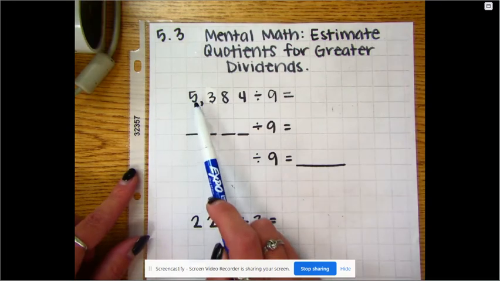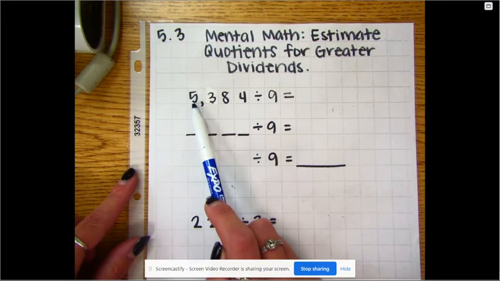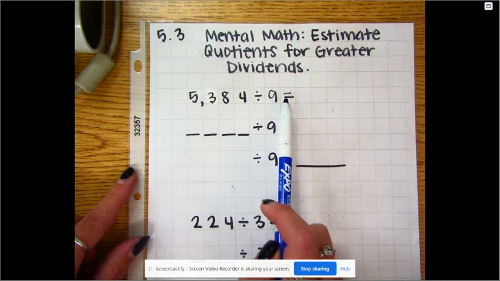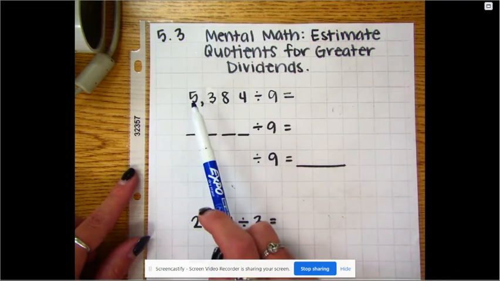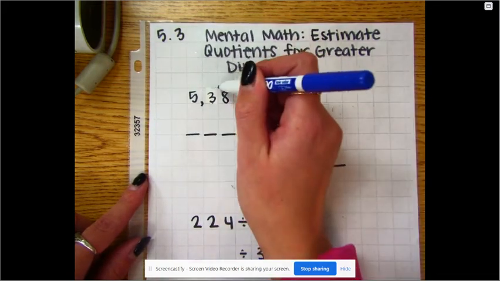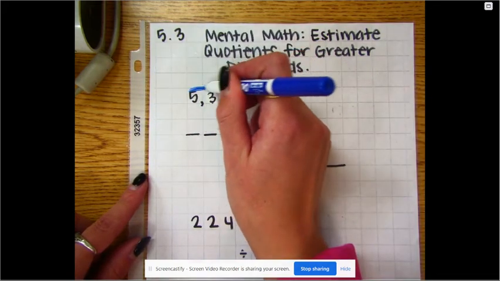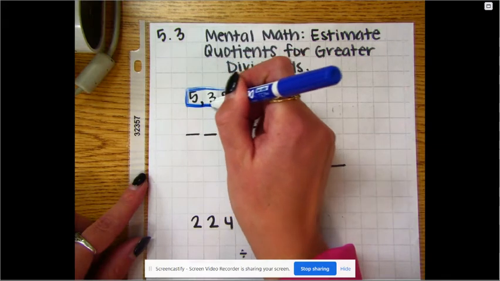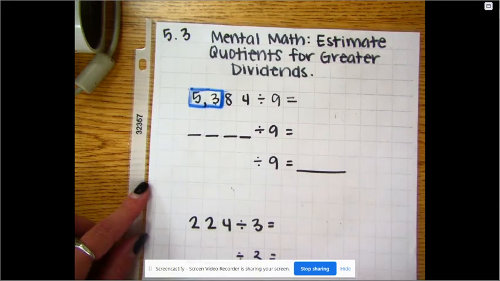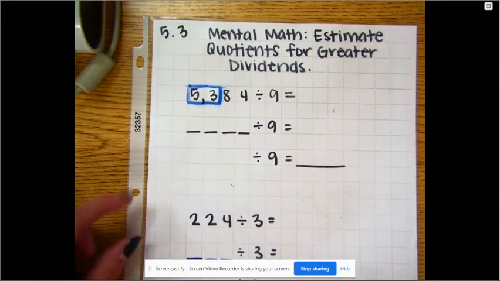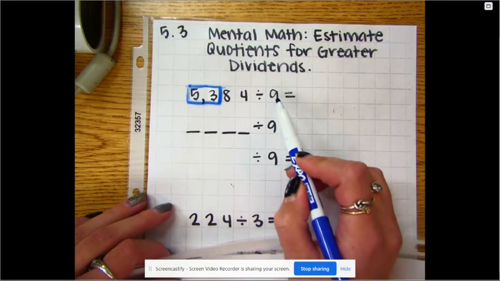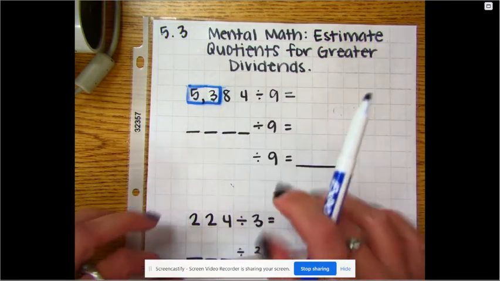Start with the first one. 5,384 divided by 9. So I'm going to break this down. This is very big. It's too big for me to try to divide using mental math, but I can look at these first two digits, this numeral 53, and I can say, how close can 9 get to 53?